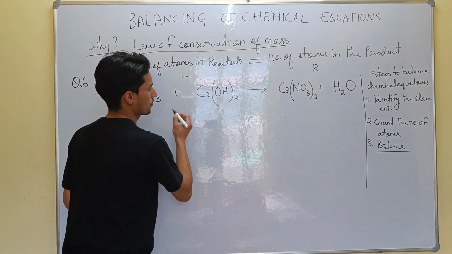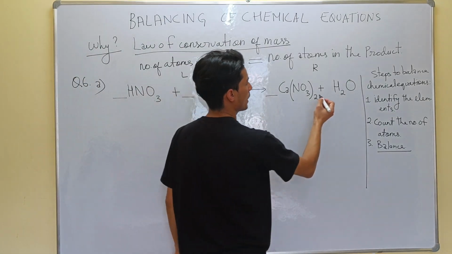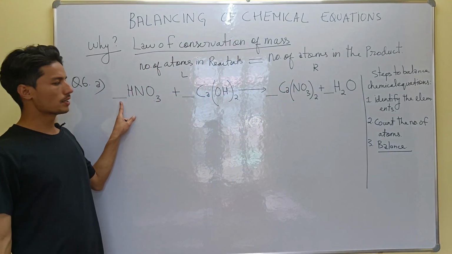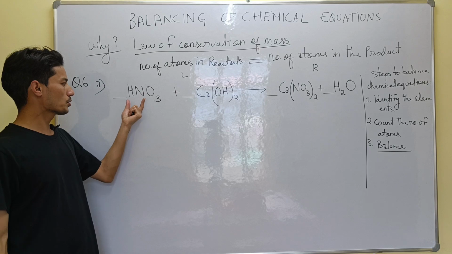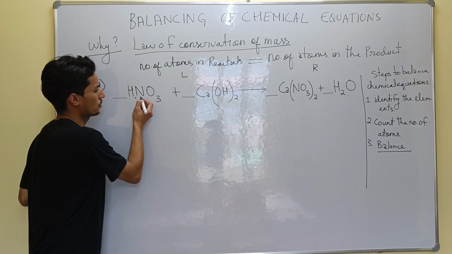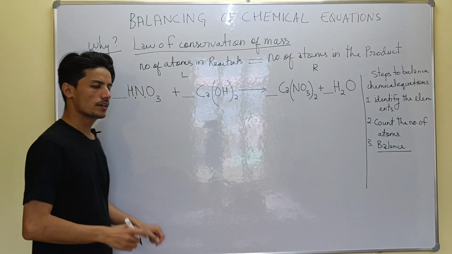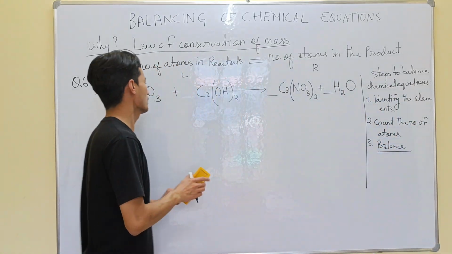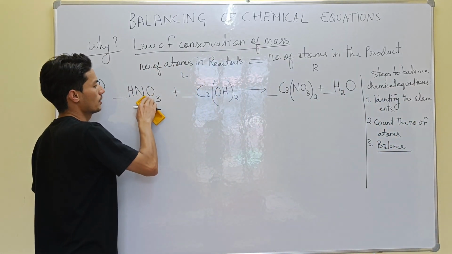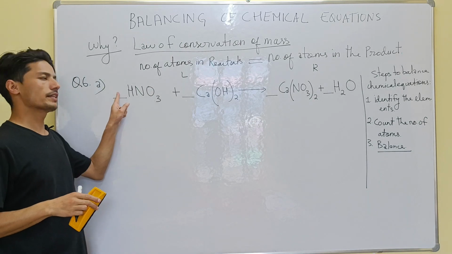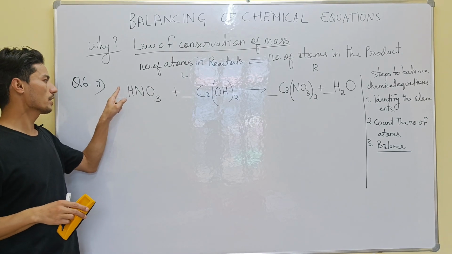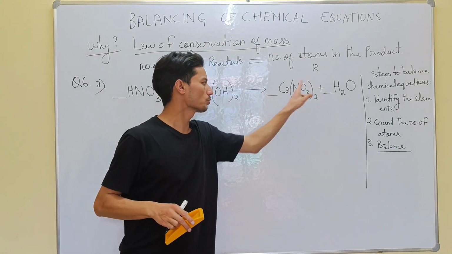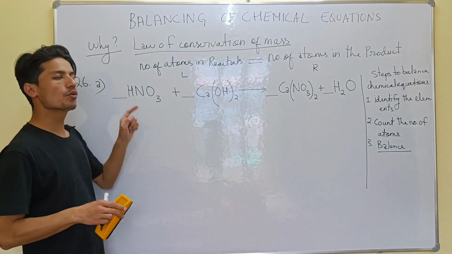Keep a space here because then you will be adding numbers here. In order to balance, you are allowed to write numbers here only. You are not supposed to write anything in these positions. If you write anything here, you are changing the formula, and we are not supposed to change the formula. So balancing of a chemical equation requires you to write numbers here. You are allowed to write in these positions and nowhere else.